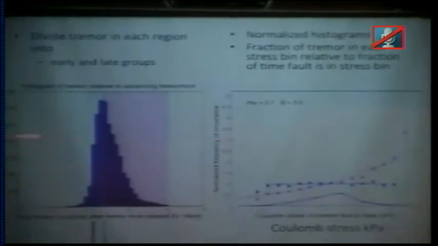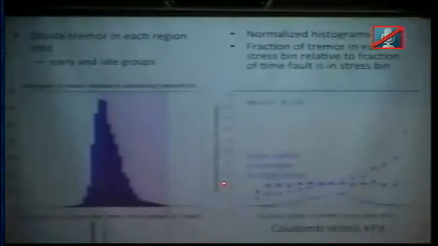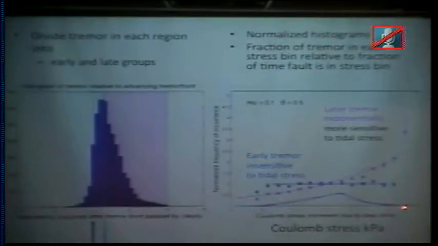And I see this big contrast in behavior between the 2 time periods, namely that the early tremor is insensitive to tidal stress. The ratios are all near 1 here, whereas the later tremor is sensitive to tidal stress, and it's inhibited where the tidal stress is against slip, and it's promoted where the tidal stress is encouraging of slip in the plate convergence direction. And in fact, this is following roughly an exponential shape.